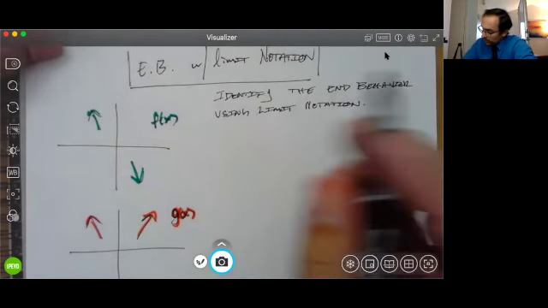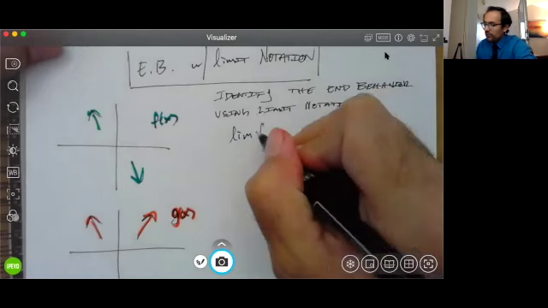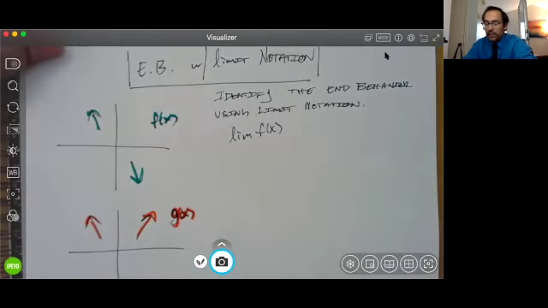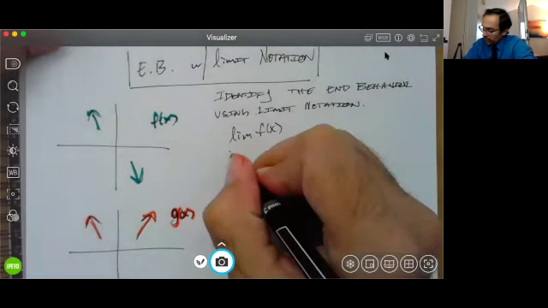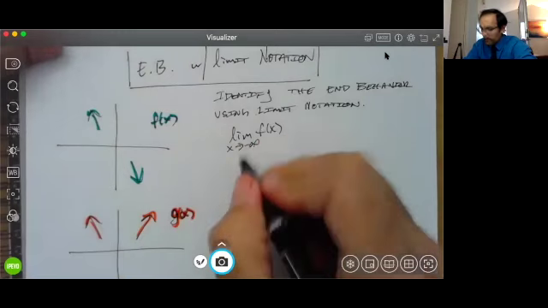So let's go ahead and start off by writing the limit of the function that we're trying to do. Let's go ahead and start with f of x. And then if we're looking for the left end first, then we would say x approaching negative infinity. This tells me my left end, remember?